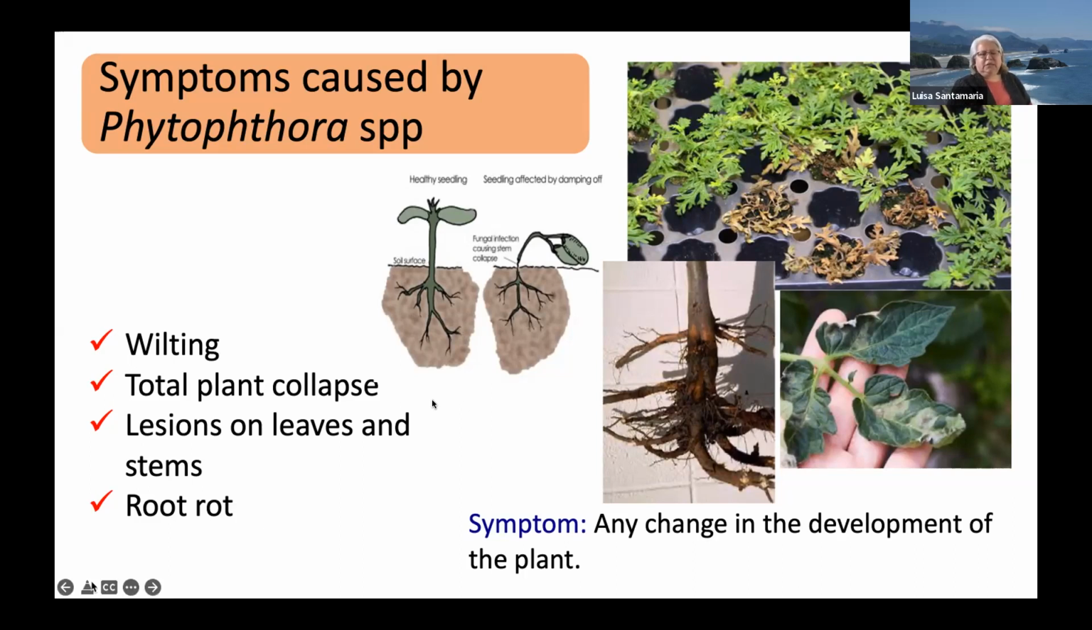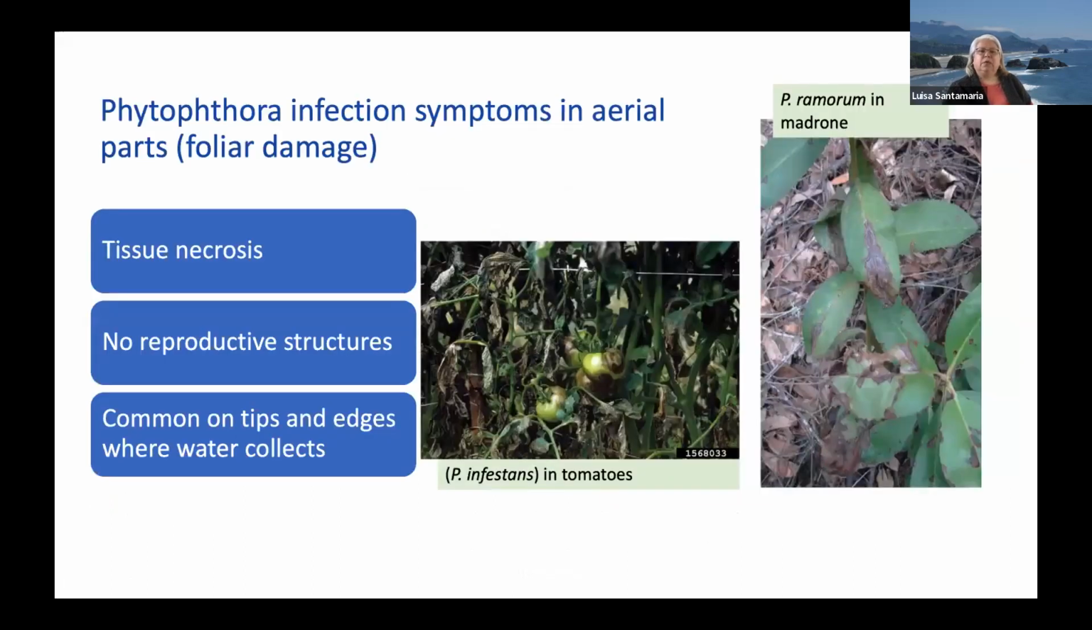So depending on the species, there are some that are going to be specialized just to cause root rots, and others that could cause root rots and also foliar damage. But that depends on the area, the species, and the time. Sometimes it is related to the time of the year, but that could be considered.